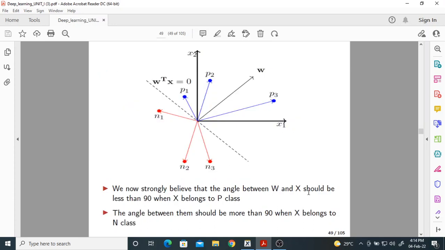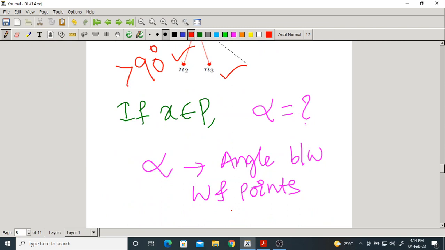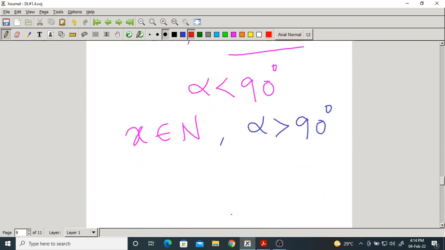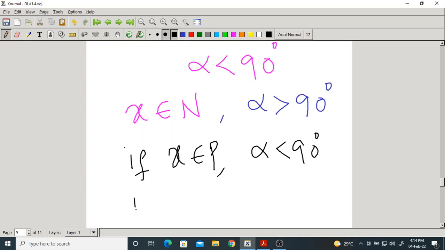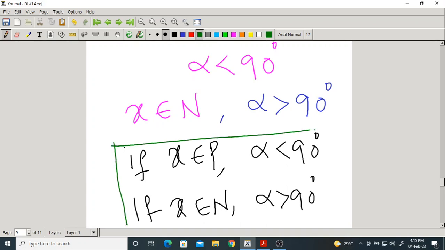So the angle between W and X should be less than 90 when X belongs to P class. The angle between them should be more than 90 when X belongs to N class. So I am simply writing, this is simple logic. If X belongs to P class, positive class, the angle alpha should be less than 90. If capital X belongs to negative class, alpha should be more than 90. Now this is a perfect classification. It classifies the movies properly if it is so.